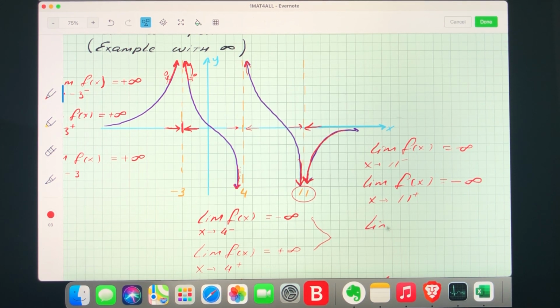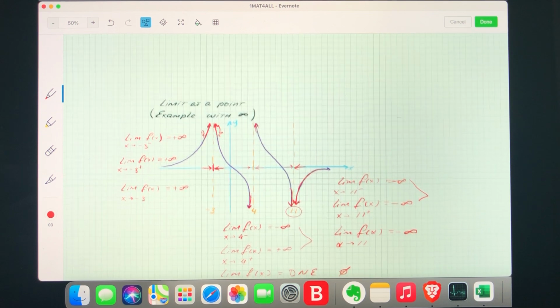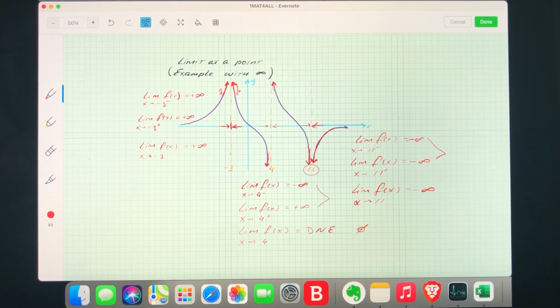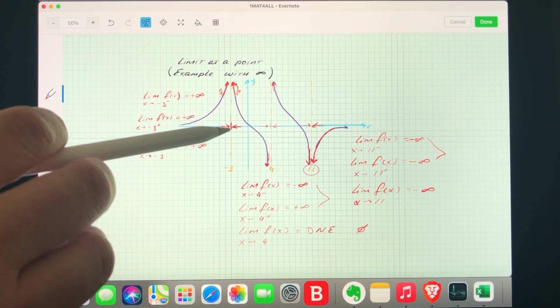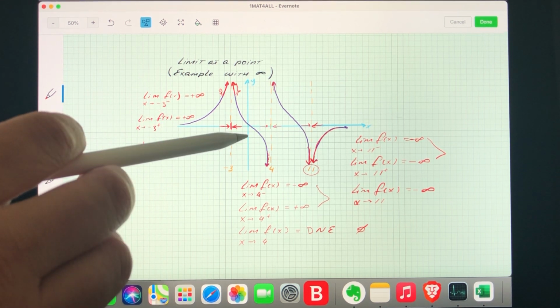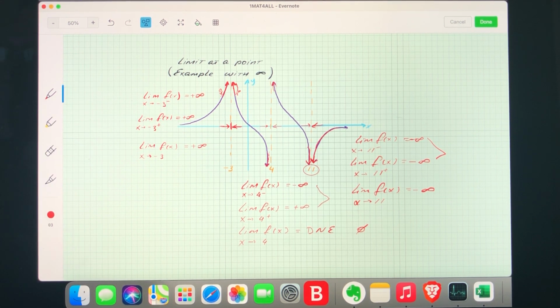So what is the limit of our function as x approaches 11 from both sides? Well, since the left side and the right side both say -infinity, that means from both sides the answer is also -infinity. And that's how to find the limit as x approaches some point, even though we have some vertical asymptotes. And that's it for this video.